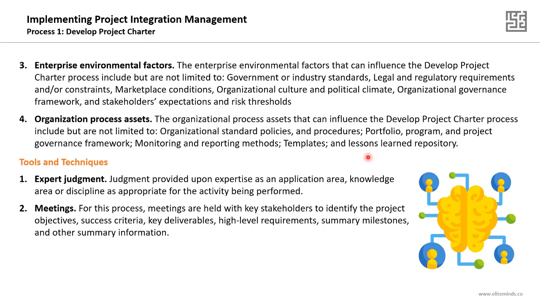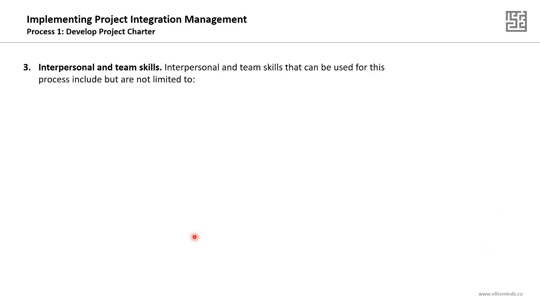The second tool will be the meetings. For the develop project charter process, meetings are held with key stakeholders to identify the project objectives, success criteria, key deliverables, high-level requirements, the summary milestones of the project, and other summary information. All this information should be documented in the project charter. So how will we know what the key deliverables expected from the project are, how the project will be measured as a success at the end of it, what the high-level requirements of the stakeholders are, what the milestones are? All this information can be gathered through conducting meetings.